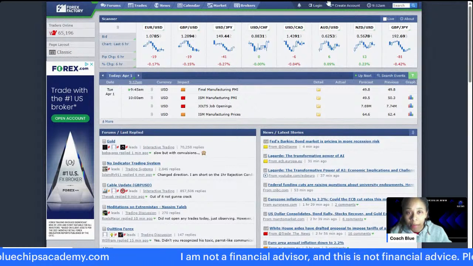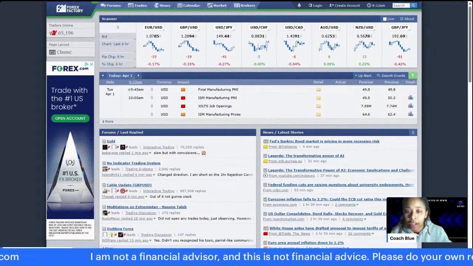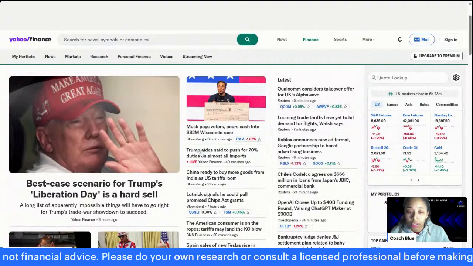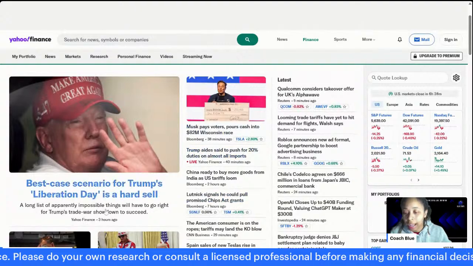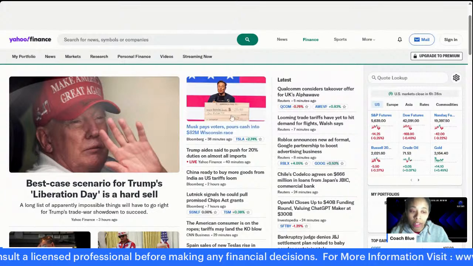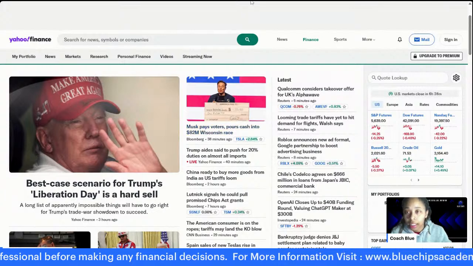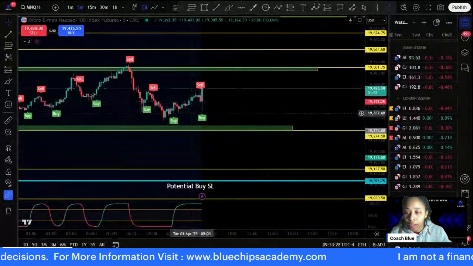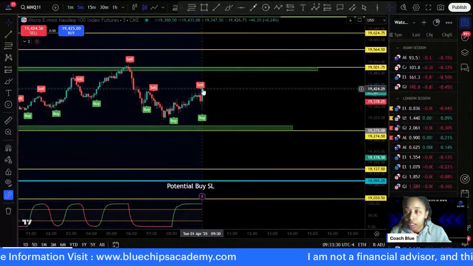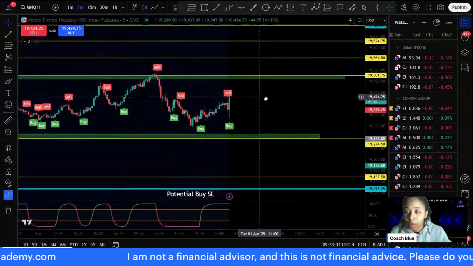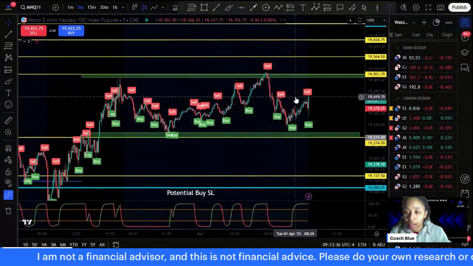If you want more detail, you can go to Yahoo Finance, which gives you the most recent news happening in the financial market. All right, let's take a look at the chart and see where we are. It looks like we're getting a little bit of support here, possibly finding some push to the upside on the 5-minute chart. But again, we're in between this range right here.